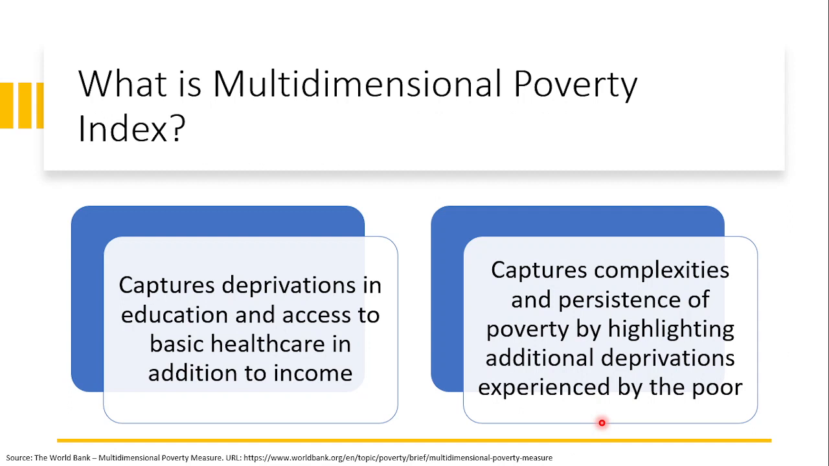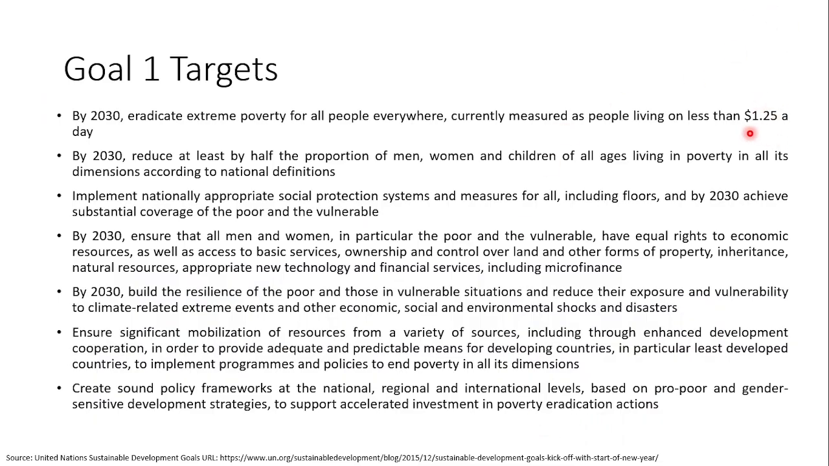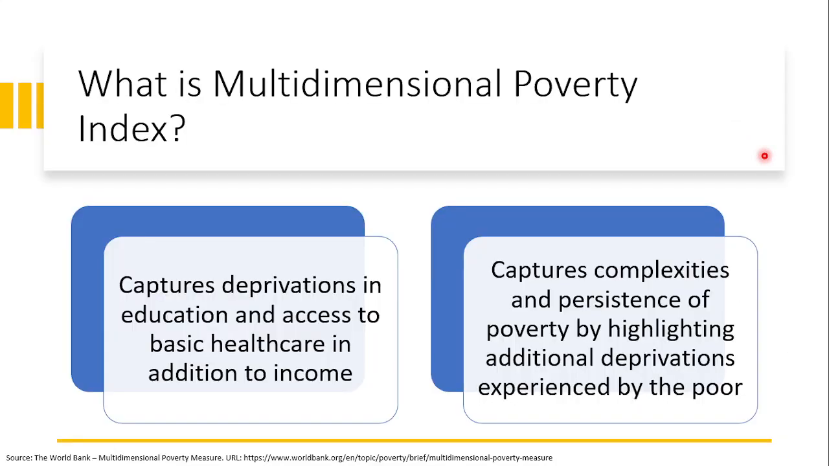So what is the multidimensional poverty index? You know what poverty is. Poverty is basically what we defined over here as $1.25 or 100 rupees per day. But that talks only about money, monetary resources, that is income. So if someone is earning less than this, then he or she is poor. That's what we say. But that's not the case actually, right?